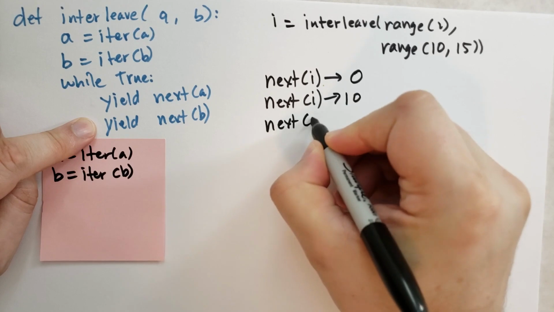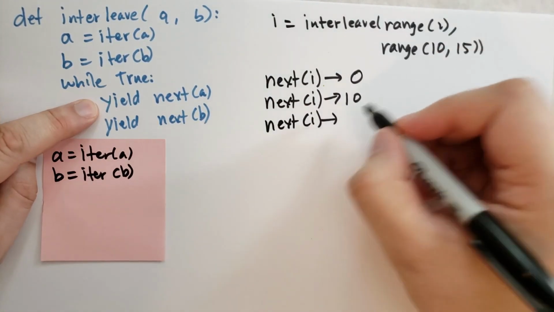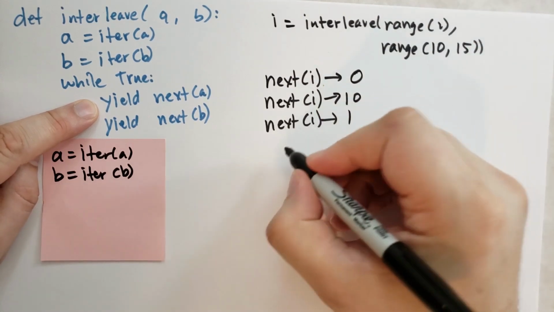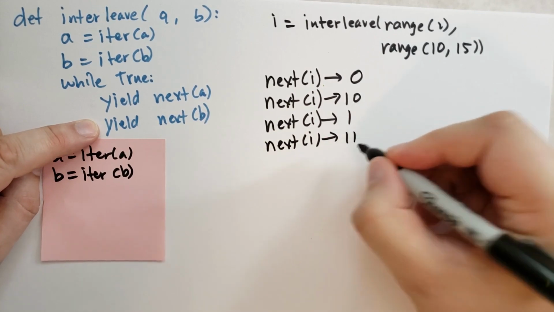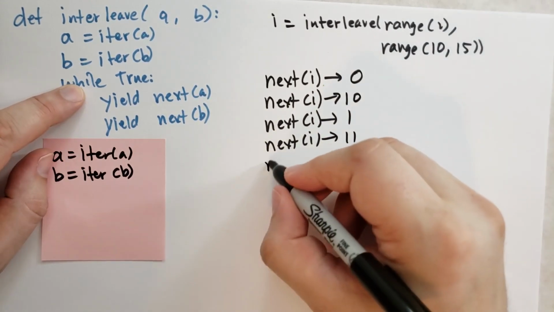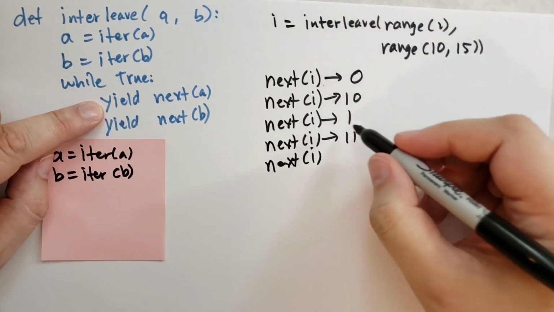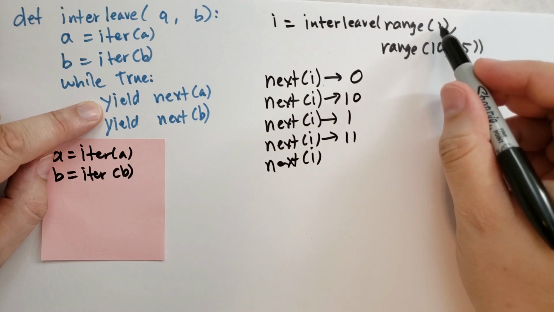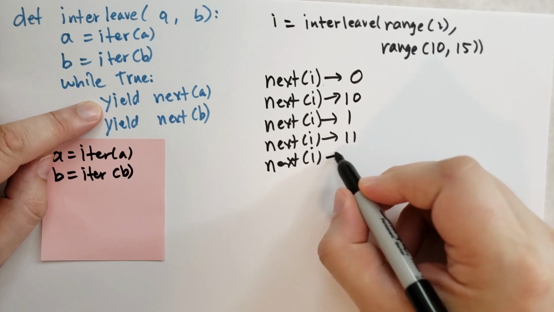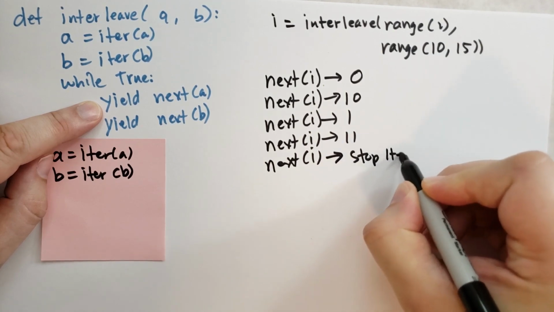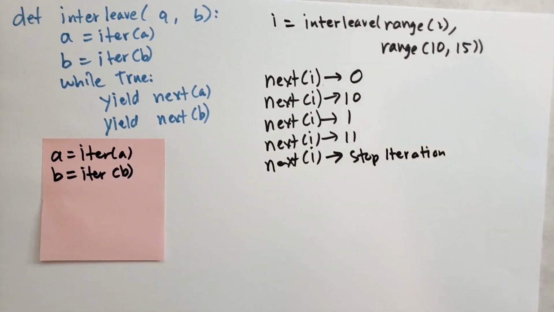If we call next again, it continues, restarting the while loop because true is always true, yields the next value of A, which is going to be 1. And then if we call it again, it will yield the next value of B, which will be 11. Then when we call next again, we'll go back to the top of this while loop, yielding the next value of A. Well, the next value of A would be the number 2, but that's the termination of the sequence, so it actually raises a StopIteration. At this point, the generator is done.